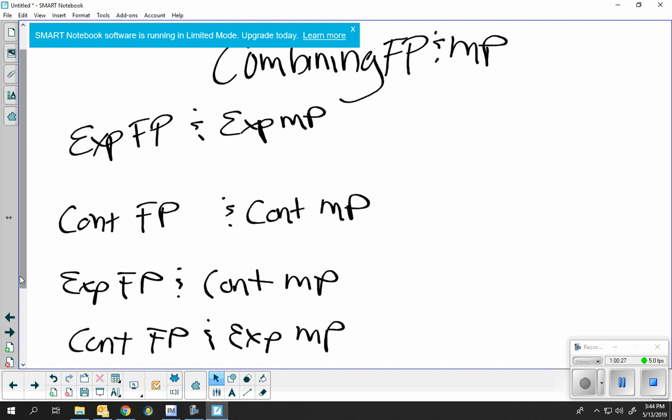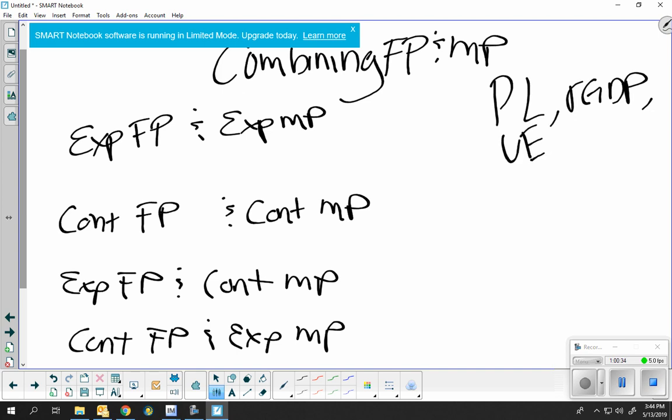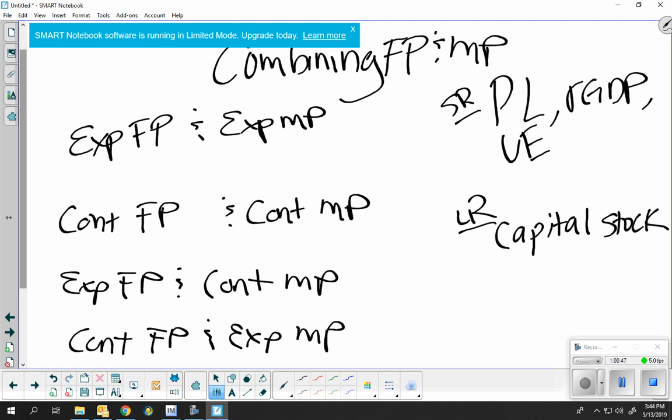Okay, for all of these, I want you to tell me what happens to the following: price level, real GDP, unemployment, and that's the short run. And in the long run, capital stock, long run growth. Of course, to figure out capital stock, you're going to need to know interest rates. So I'm going to get my Chromebook. Actually, I can do it on here. I'm going to freeze this.